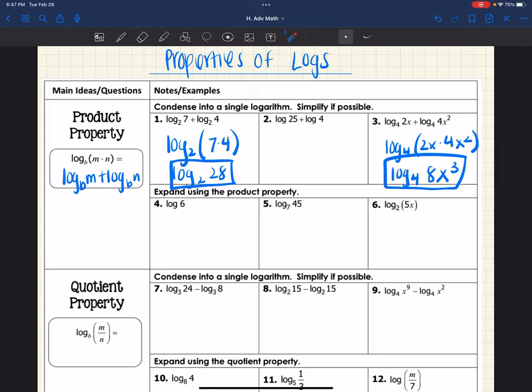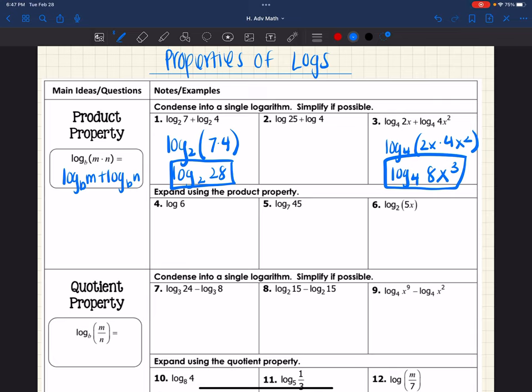The other thing that you should know how to do is how to expand. Now, what does that mean? They're going to give it to you as a single log, and you want to expand it back out to the sum of 2 separate logs. So for these, your answers will vary for some of them, because I'll show you in a second. So for example, let's talk about number 4.